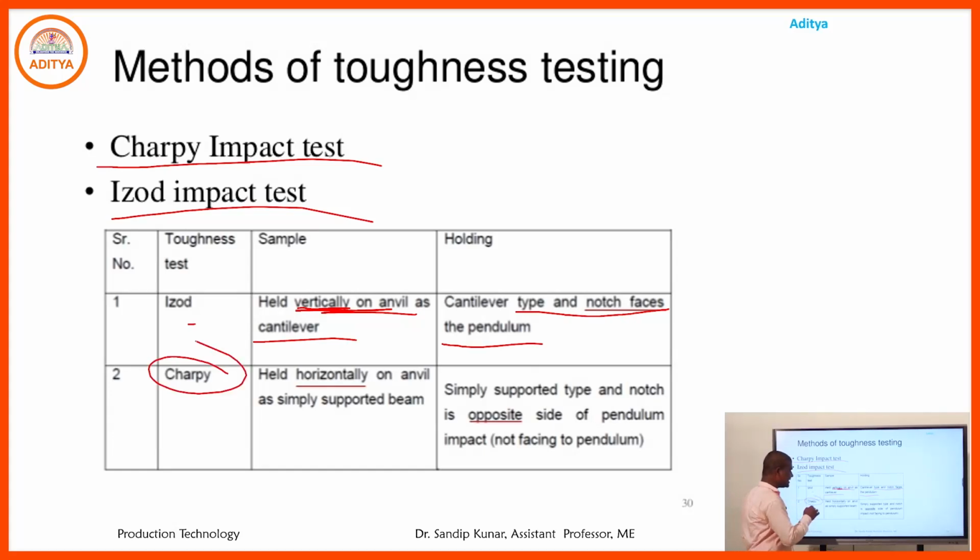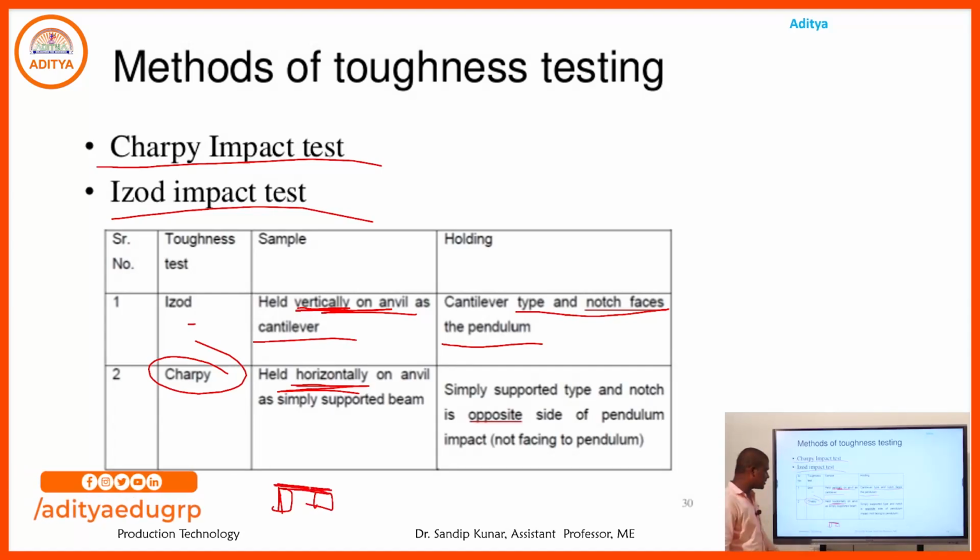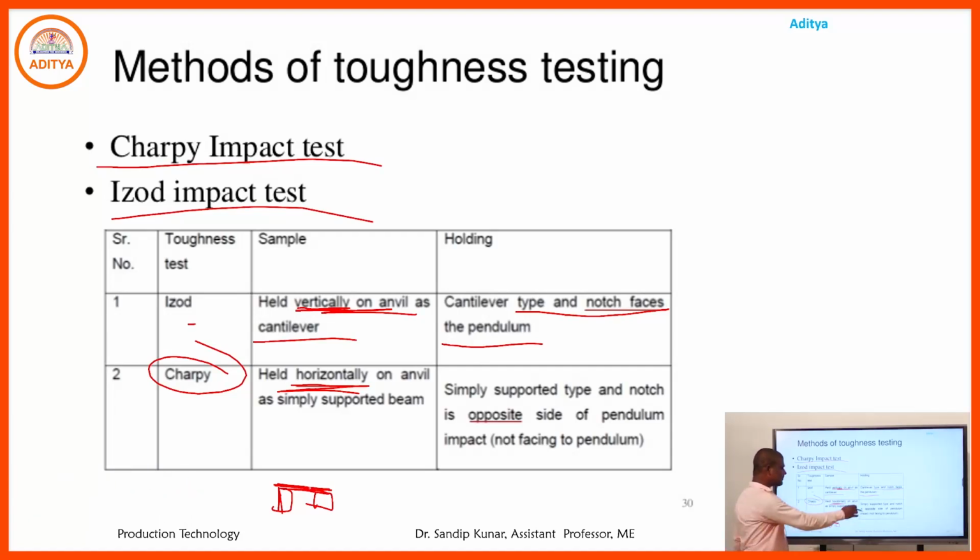In the Charpy test, the sample is kept horizontally on the anvil as a simply supported beam, simply resting on the supports. In the simply supported type, the notch is on the side opposite to the pendulum impact. That is how we keep the sample.